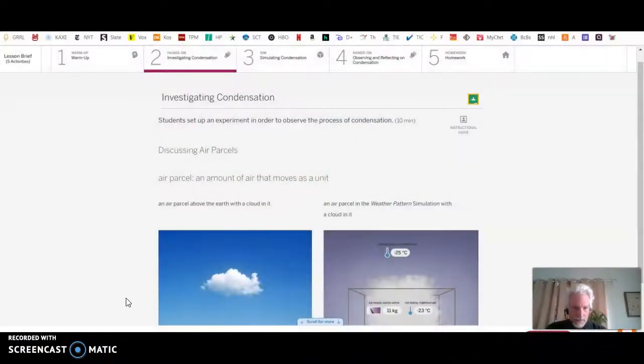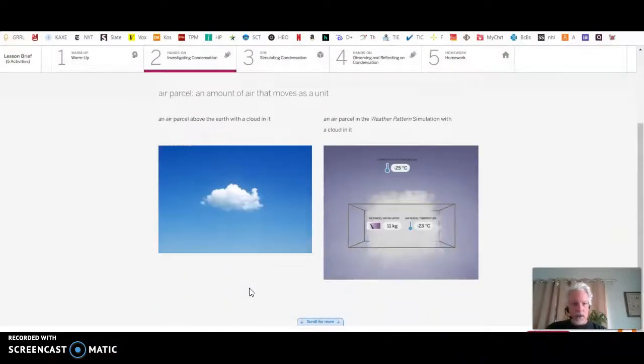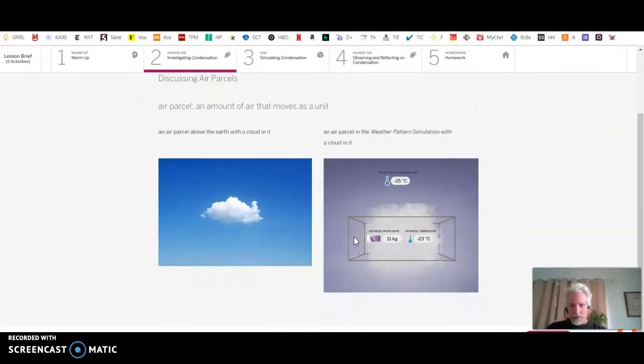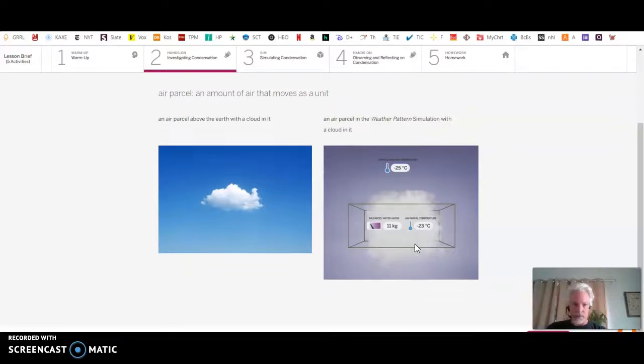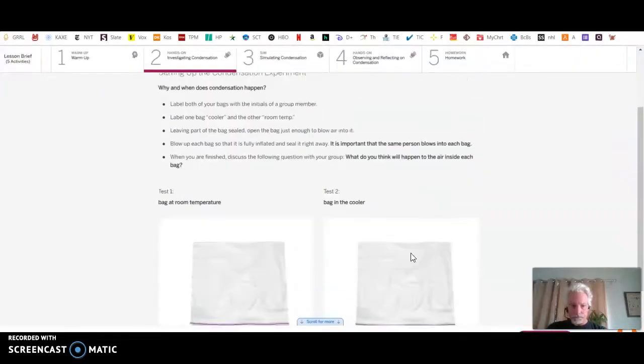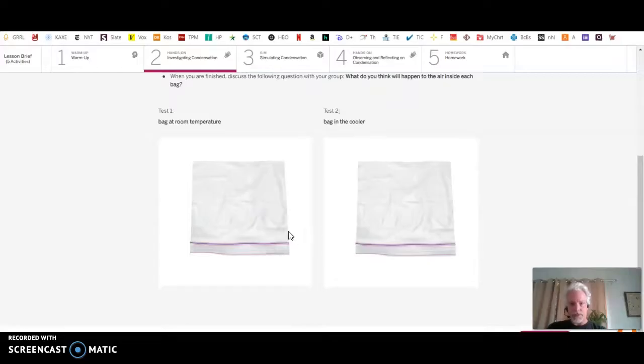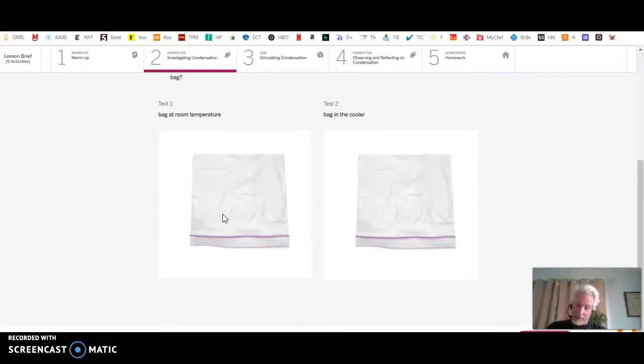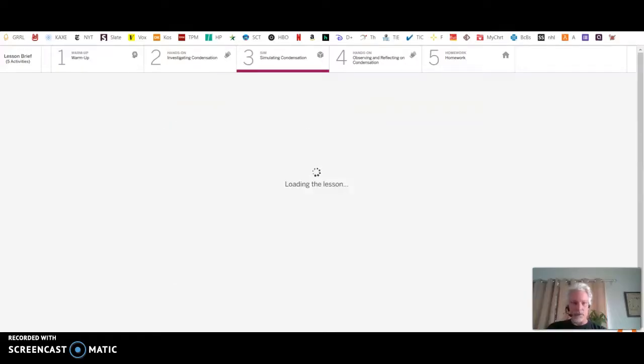So that's the lab you were supposed to set up. Let me adjust this. Yeah, there we go. So just remember, an air parcel is a chunk of air that moves as a unit. So this cloud is in an air parcel that's moved up and cooled. And that's what this box represents. You're going to see that box in the sim in just a moment. I'm going to click next. Okay, so here are the two bags. I put one just on my tabletop, and the other one I put in the freezer. Okay, and we'll get to those in just a little bit.